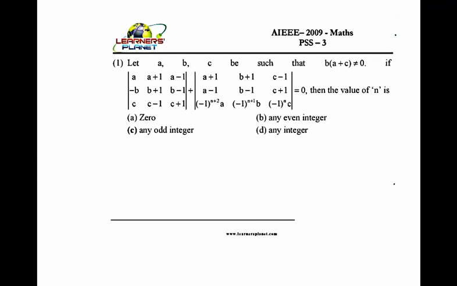The first question says that let A, B and C be such that B times A plus C is not equal to 0. If the determinant A minus B, C, A plus 1, B plus 1, C minus 1, and similarly the third column is there, plus another determinant is given equals 0, then the value of n is. So we need to find the value of n. So friends, let us do this question on the whiteboard.